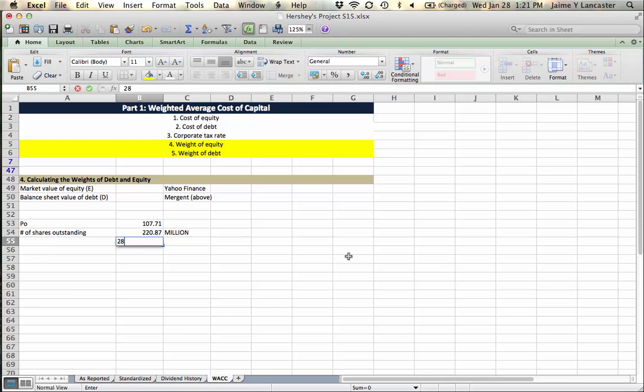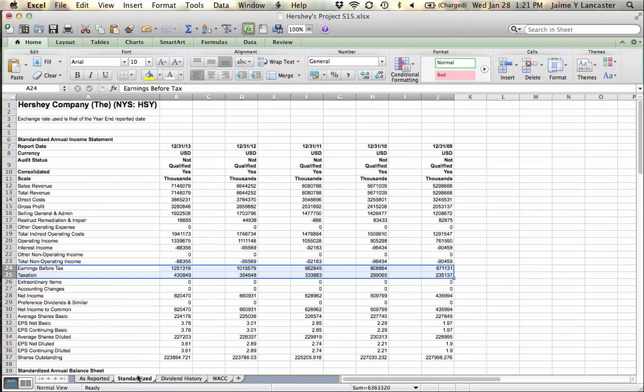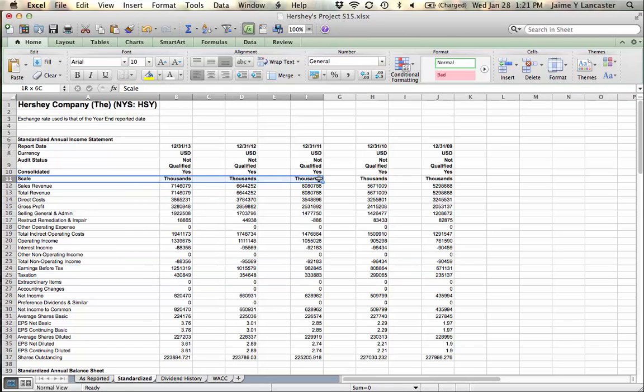220.87 million really is 870,000 shares outstanding. Well, take a look at your income statements, right? You can look at standardized or as reported. But if you go to this part here where it says scale, what scale are we in? All these numbers are in thousands, right?